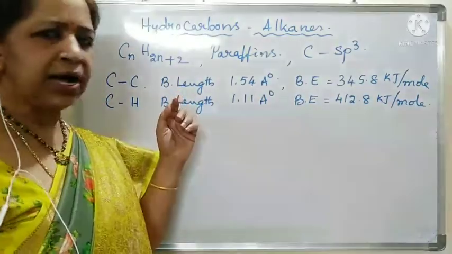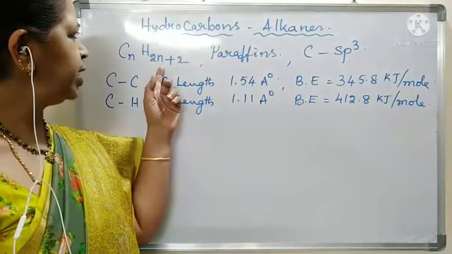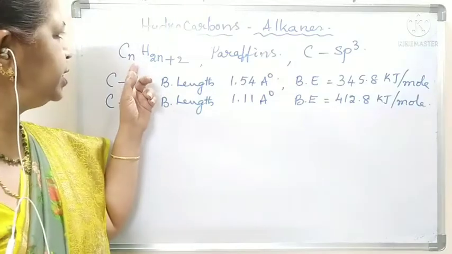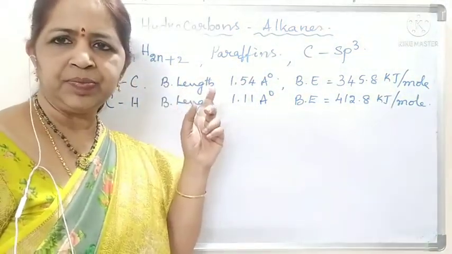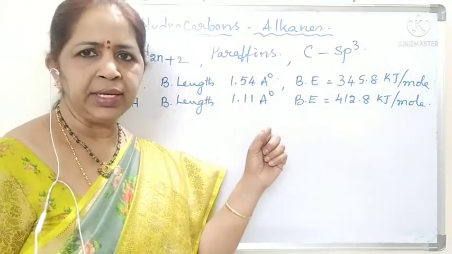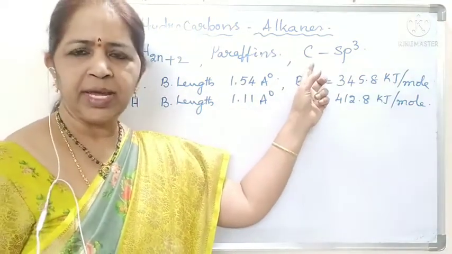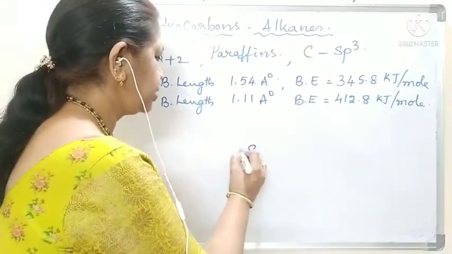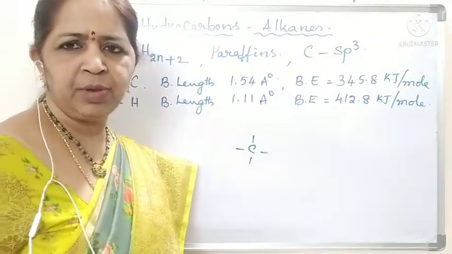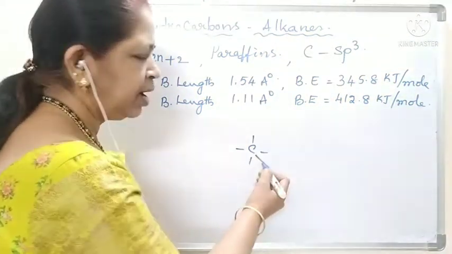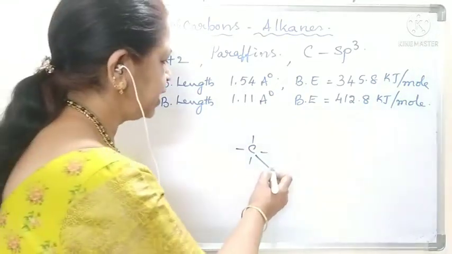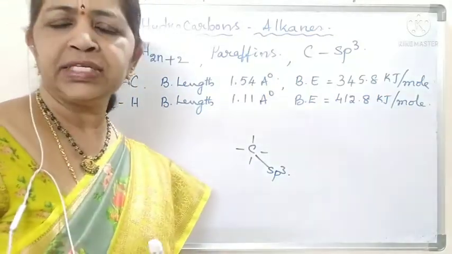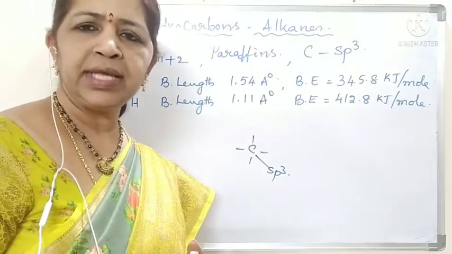The general formula of alkanes is CnH2n+2, where n is the number of carbon atoms. In alkanes, all the carbon atoms undergo sp3 hybridization, because each carbon is surrounded by 4 sigma bonds, 4 single bonds. That's why all single bonded carbon undergoes sp3 hybridization and it will have tetrahedral structure, and this will have C-C bonds and C-H bonds.